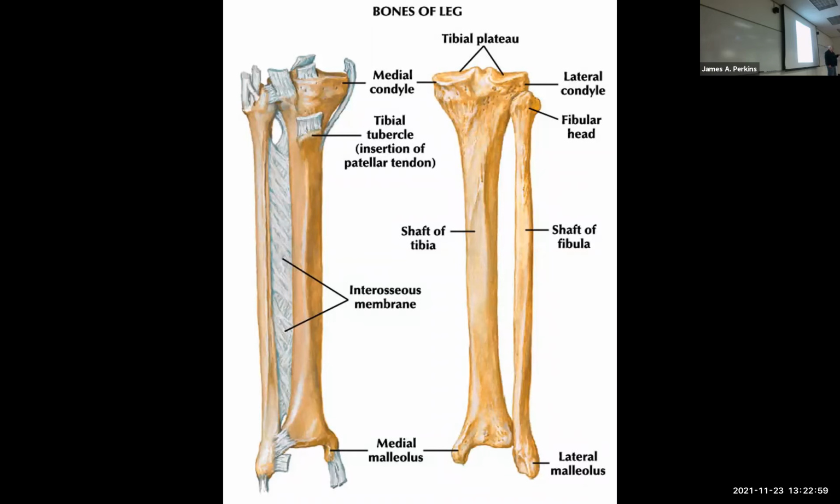Right, on the anterior surface of the tibia, there's a fairly large roughened area, which is the tibial tubercle. And this is where the patellar tendon or quadriceps tendon has its insertion.